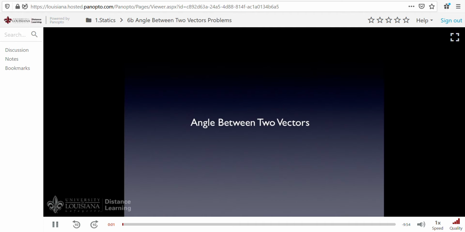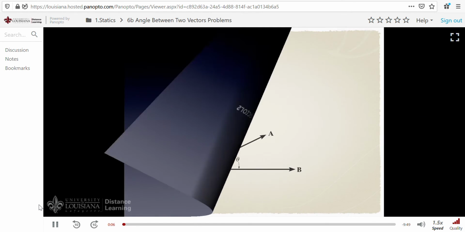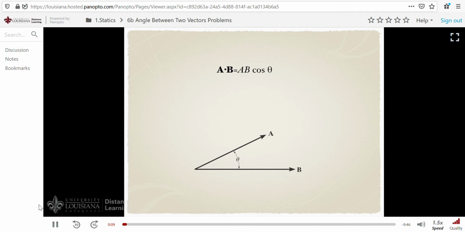In this lesson, we'll show how to find the angle between two vectors using the dot product. Remember the basic formulation for the dot product. A dot B is equal to the magnitude of A times the magnitude of B times the cosine of the angle theta between the two vectors. If you have each of these vectors in Cartesian vector form, you simply multiply the x components together, add them to the y components multiplied together, and add that to the z components multiplied together.